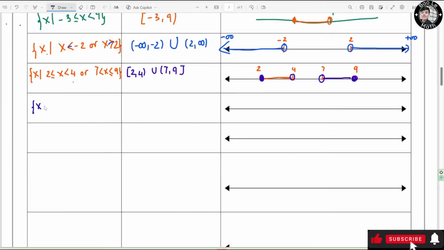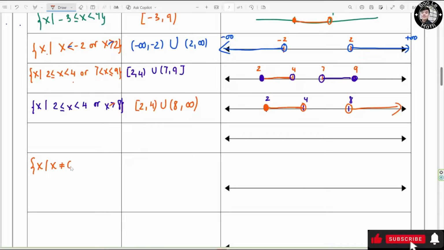Only numbers x such that 2 less than or equal to x less than 4 or x greater than 8. Now we have interval from 2 to 4, right? Right at 2, it should be closed circle. Right at 4 should be open circle, right? x greater than 8, put the line right here, it's from 8 all the way to the right, right? So this guy should be bracket 2, 4, open parenthesis, right? Union 8 to infinity.